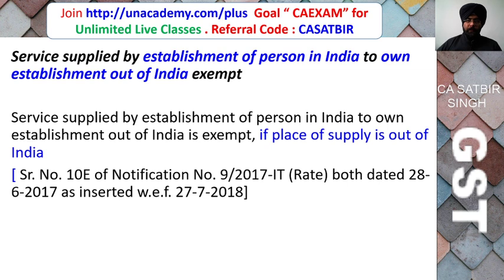Services supplied by an establishment of a person in India to its own establishment outside India are exempt, because there is Notification Number 9/2017 Integrated Tax (Rate) which says that services supplied by an establishment of a person in India to its own establishment outside India are exempt if the place of supply is outside India. Suppose SBI Bank has a branch office in Singapore and you supply services to that branch where the place of supply is outside India. So it will be exempt from GST.